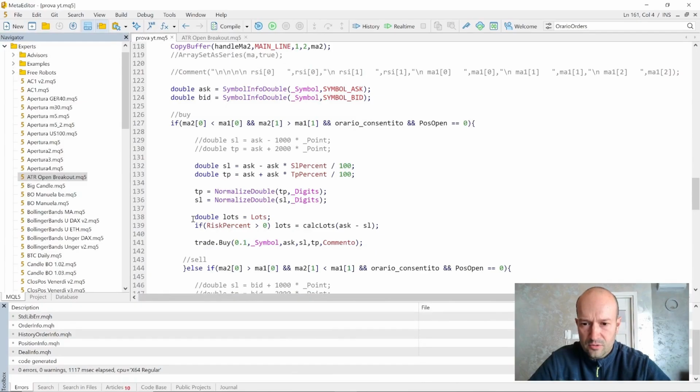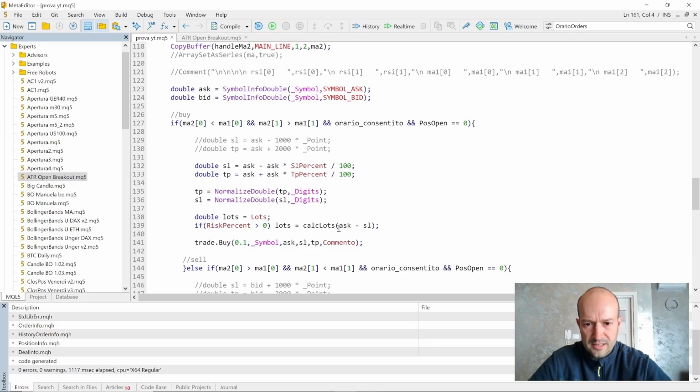I added this, so double lots with a lowercase l, where I need another variable also related to lots, equal to lots. So initially, my lot size is always equal to the fixed lot size. Then I perform a check. If the risk is greater than 0, then I calculate the lot size. This function is one that I added at the end. Now I'll show you how it works. And what do we need to pass to it?